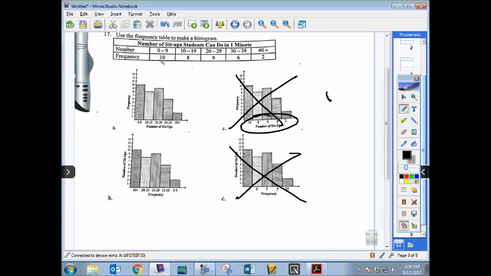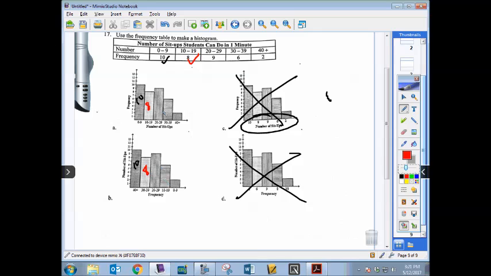So here it says from 0 to 9 sit-ups, there were 10 students that did from 0 to 9. So I can see I have 10 there. How many do I have here? There are 10. So as far as the first column goes, both histograms are good. Okay, so let's go to the next one. These are the 8 students who were able to do between 10 and 19 sit-ups in a minute. So I see that goes to 8. I see that goes to 8. So again, so far, A and B are both correct.